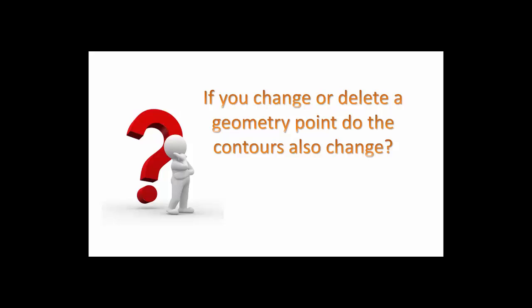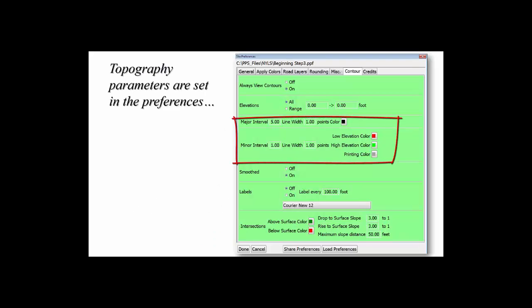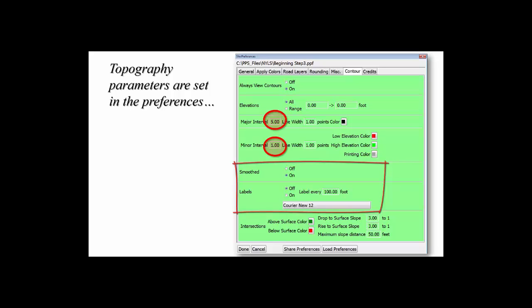If you create or delete a geometric point, will the contours change? And the answer to that is no. To quickly turn layers back on and off, just hit Q. That's a flip switch to quickly turn them on and off. Topography parameters are set in the preferences. What's the line width? What's the interval? Things like that. Do you want them labeled? That's all in preferences, and we'll go over that in more detail later.